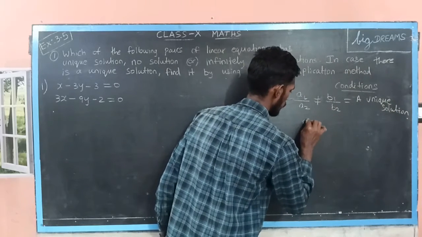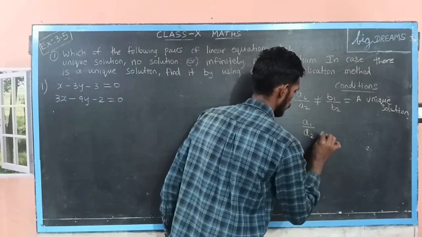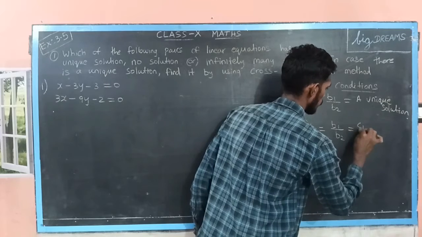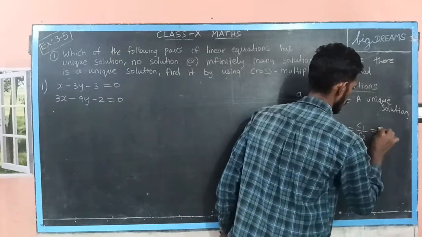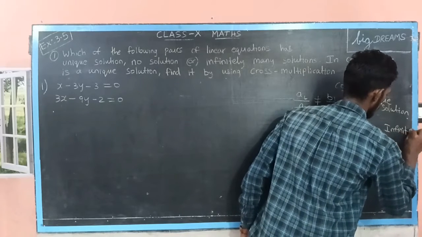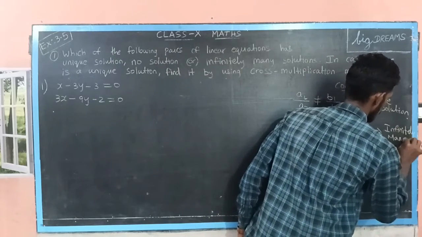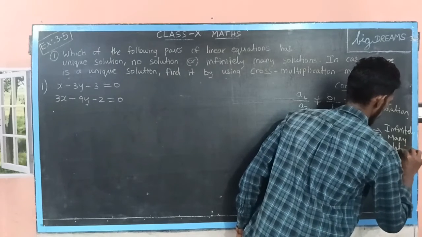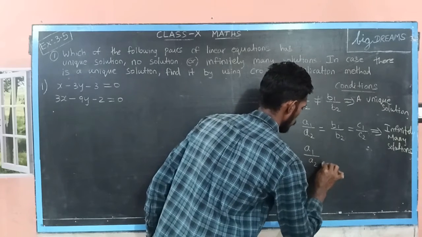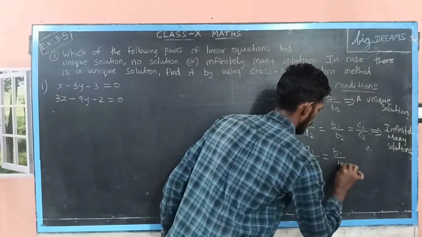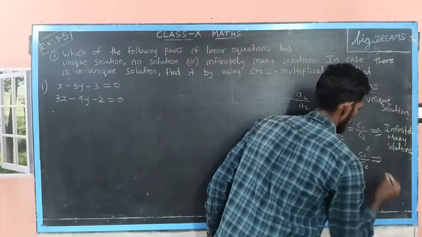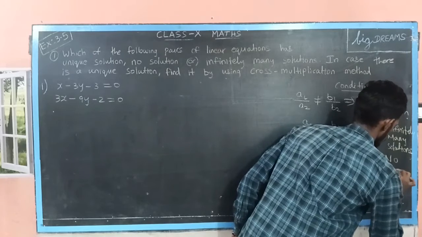If a1 by a2 is equal to b1 by b2 is equal to c1 by c2, then it will have infinitely many solutions. Then if a1 by a2 is equal to b1 by b2 is not equal to c1 by c2, then it will have no solution.